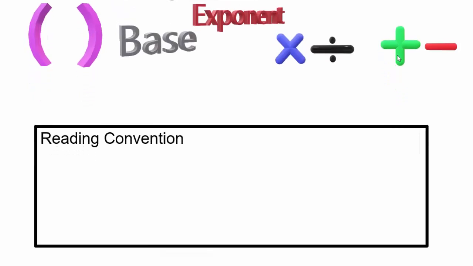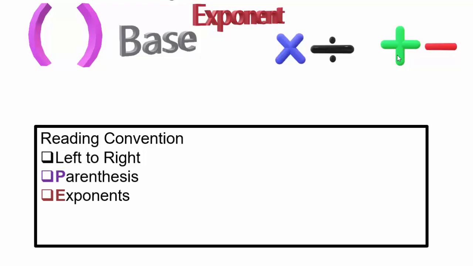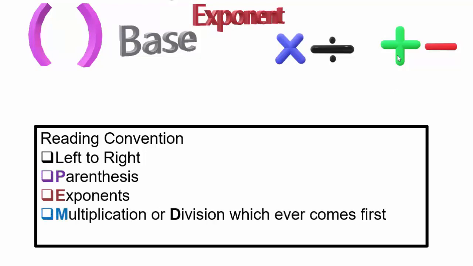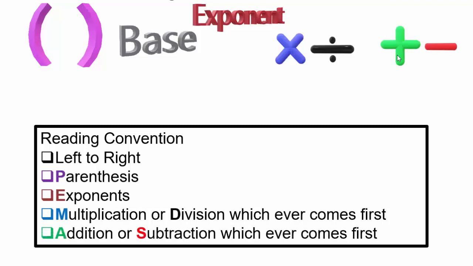We know that the tools we have are parentheses, base to the power exponent, multiplication, division, addition, subtraction, maybe radicals, absolute value. So there's a whole bunch of things. So the reading convention for us was read left to right, parentheses come first, exponents next. Multiplication and division are on the same hierarchy, except you do whichever one appears first, left to right. Then addition and subtraction on the same hierarchy, depending on which one you read first, left to right.